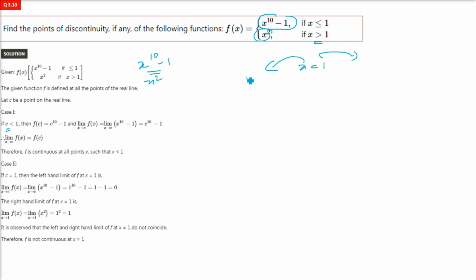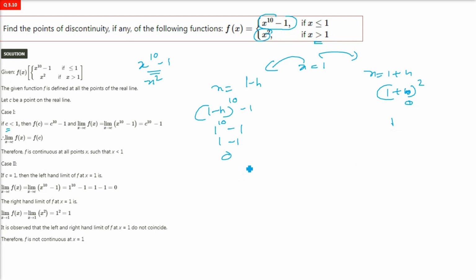So we'll check at 1, so 1 minus h on the left hand side, 1 plus h on the right hand side. So we'll put this (1 minus h) to the power 10 minus 1. Here we'll place 1, this is x square, so (1 plus h) whole square. So just put h as 0 here on the left hand side and right hand side, so it will be 1 raised to 10 minus 1. So 1 minus 1 is 0. Here h is 0, so 1 square is 1. Okay. Now 0 and 1, they are not equal.